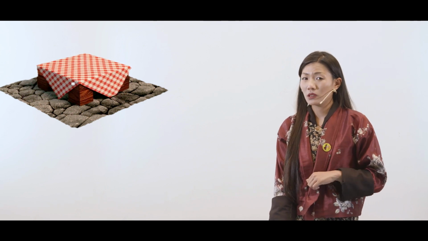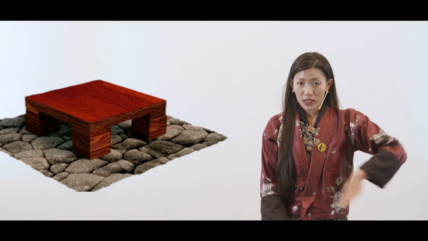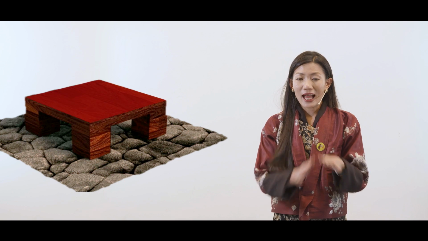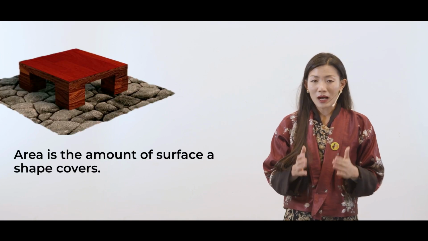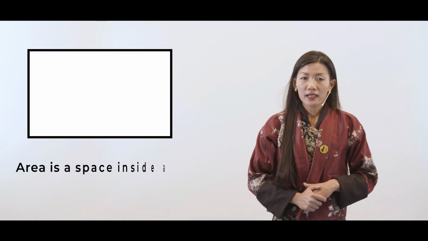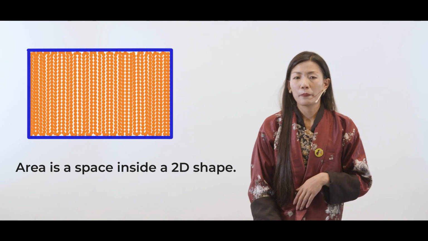Now imagine you have a table and you want to buy a tablecloth for that table. In order to buy the cloth, you need to know the surface area of that table, how much space the surface covers. So that is called the area. Now, what is an area once again? An area is the amount of surface a shape covers. Area is the space inside a 2D shape, not outside the 2D shape.